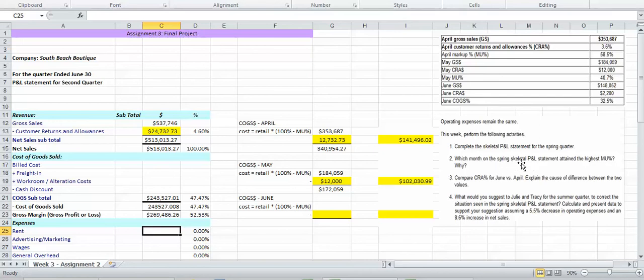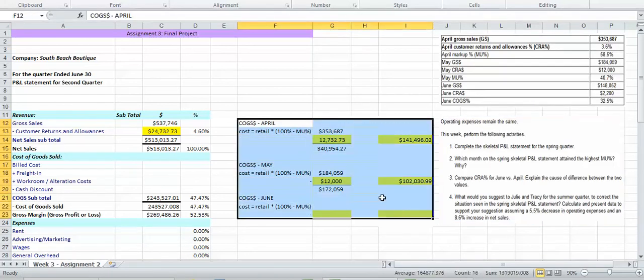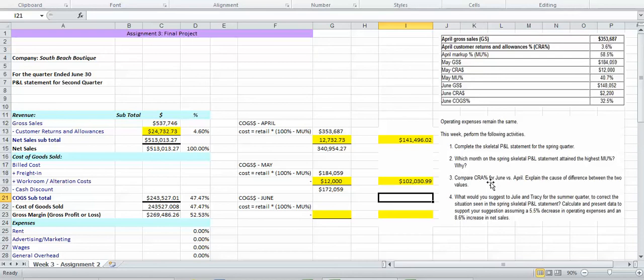explanations. Which month the spring skeletal statement attained the highest MU percentage. So again, we're talking about spring. So that answers that question. So you can look at these figures. Compare CRA, customer returns and allowances, percentage for June versus April. What can cause a difference between the two?